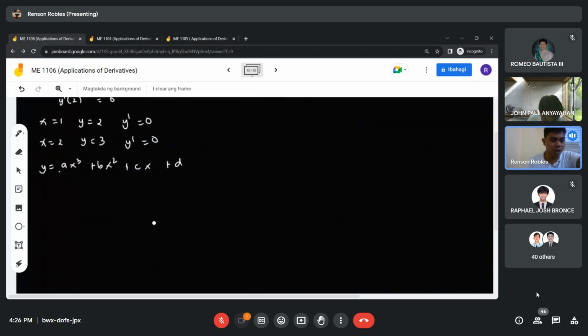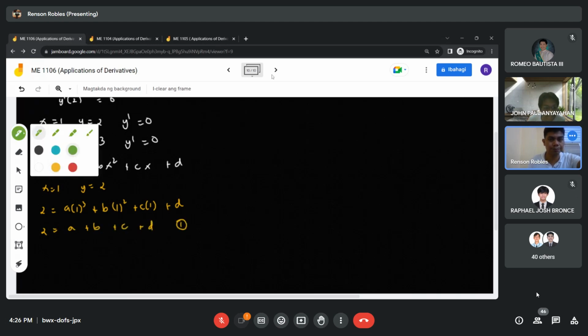Okay? So equation 1 will be coming from 1 and 2. When x is 1, y is 2. So you have 2 equals a x cubed plus b x squared plus c x plus d. You have a plus b plus c plus d. Equation 1. The next, when x is 1, y prime is 0.